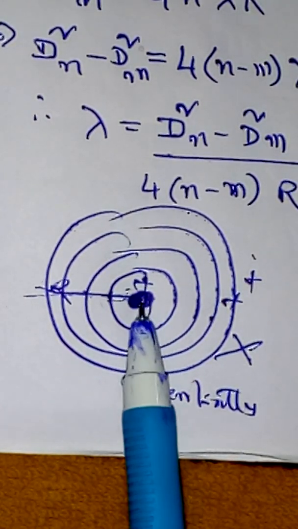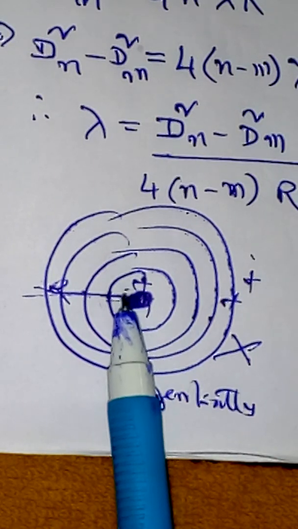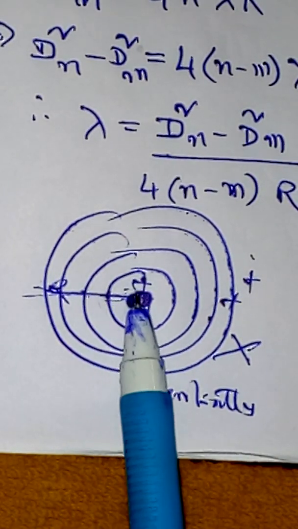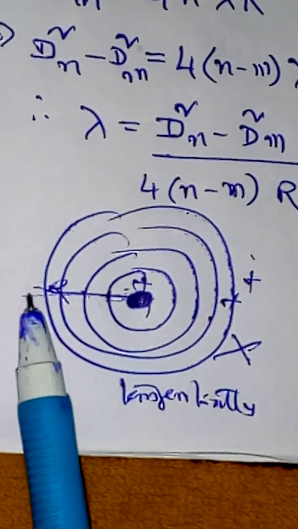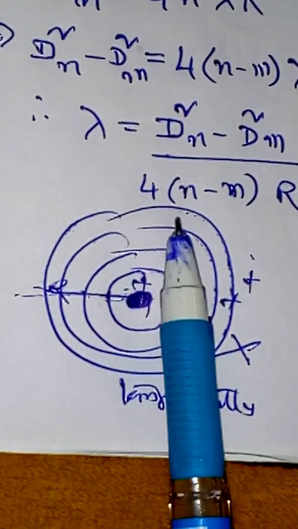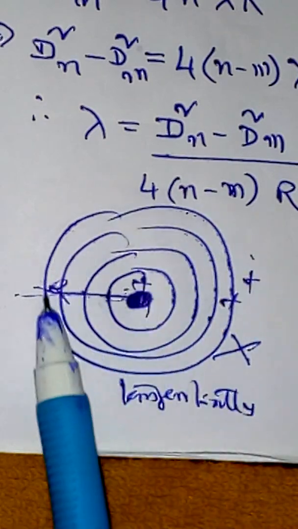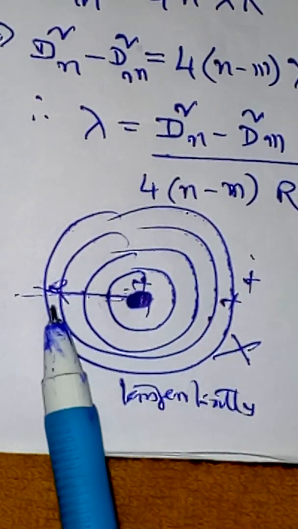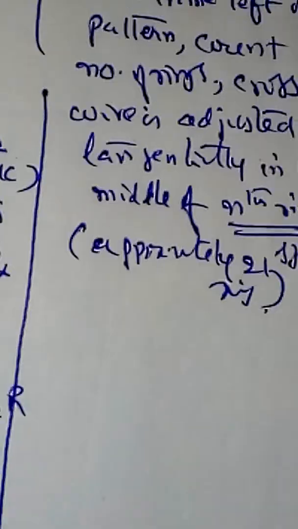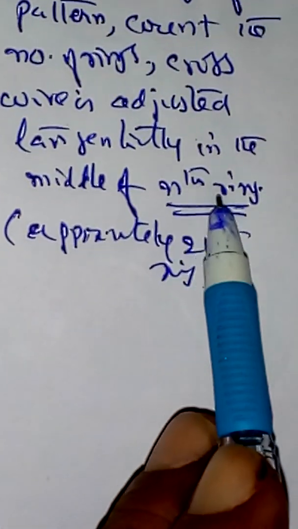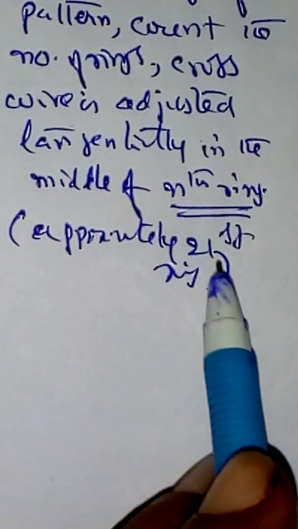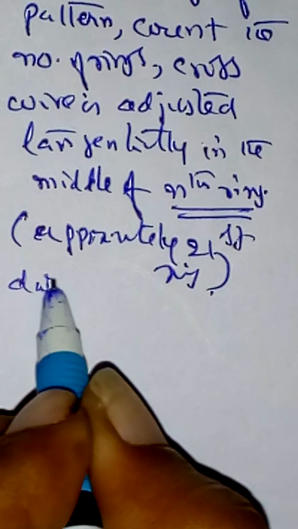Go on adjusting the screw of the microscope. You can observe the crosswire moving. Go on counting. So it is moving like this, 1, 2, 3, 4, like that. You can go up to the 21st ring. Almost at the outermost ring you will get. So you go up to the 21st dark ring.